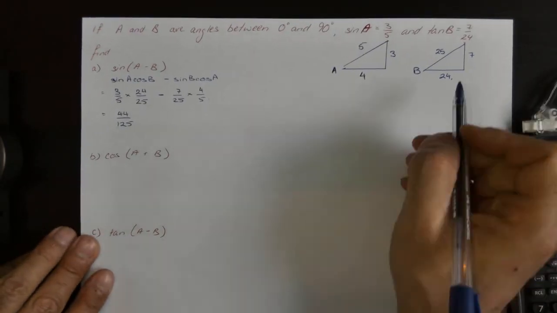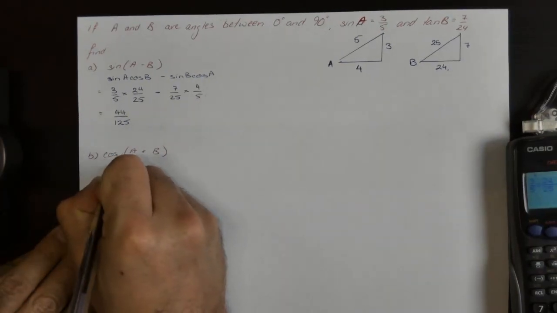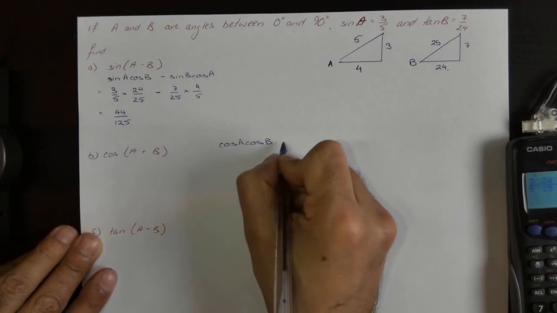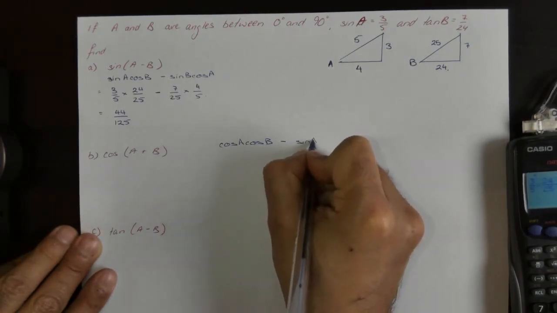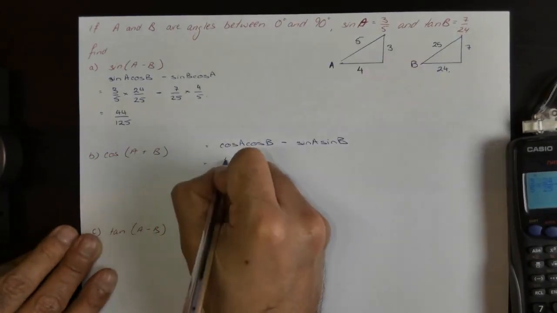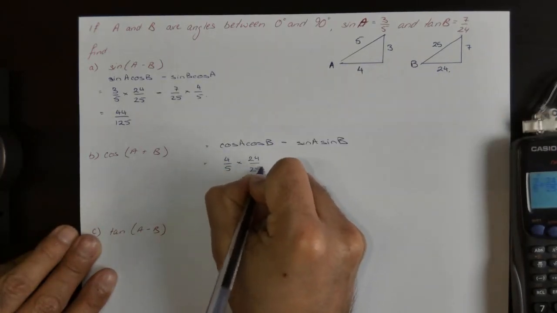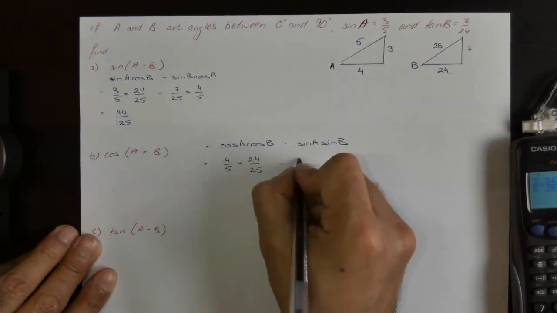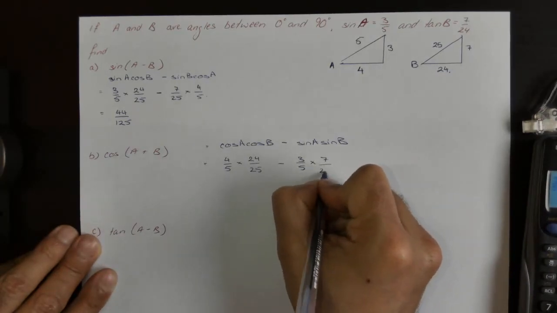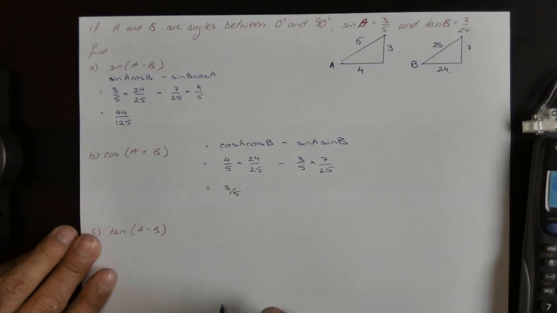Same triangles. We've got cos of A plus B, so I'll do it over here. That's going to be cos A cos B, and because it's plus, we're going to minus sine A sine B. In this case, cos A was 4/5. Cos B is 24 over 25. Sine A is 3/5. Sine B is 7 over 25. Plug that into your calculator. We should come up to the answer of 3/5.